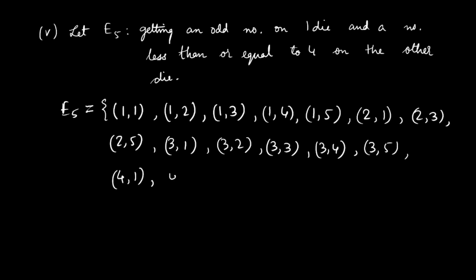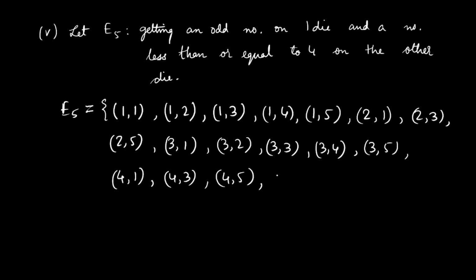For 4, 3, 3 is an odd number, 4 is a number less than or equal to 4. This is possible. 4, 4, neither of them is an odd number. So not possible. 4, 5, 5 is an odd number and 4 is a number less than or equal to 4. So this is possible. And in 4, 6, neither of them is an odd number. So that is not possible.